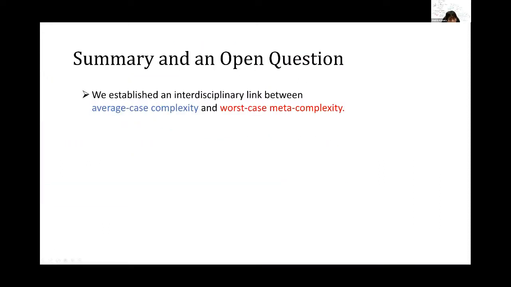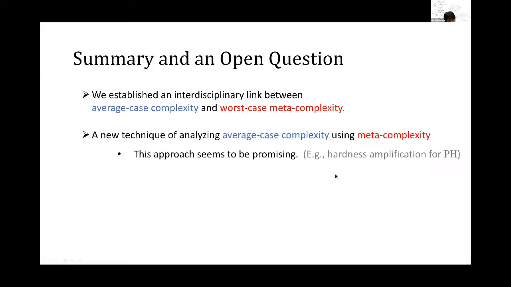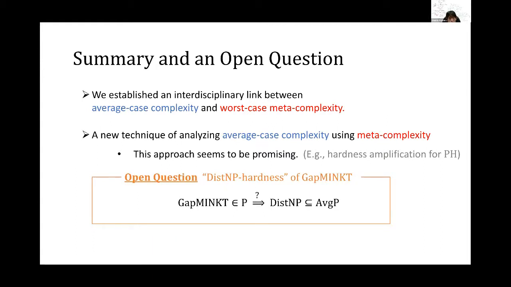So to summarize, to conclude this talk, we established a link between average case complexity and worst case metacomplexity. As a consequence, we were able to get a new proof technique of analyzing average case complexity by using metacomplexity. Let me give you one favorite open question. Can we prove the NP hardness of gap min KT? If we can prove this, we can get a hardness amplification for NP as well. Thank you for your attention.